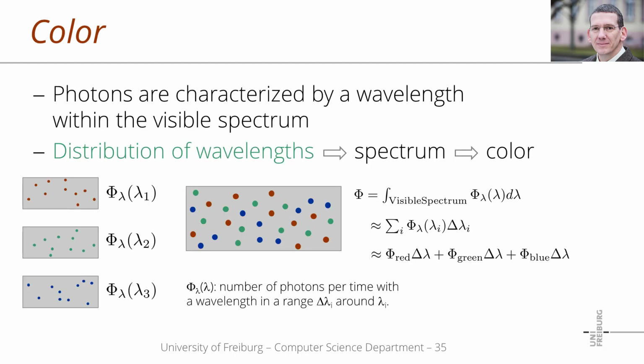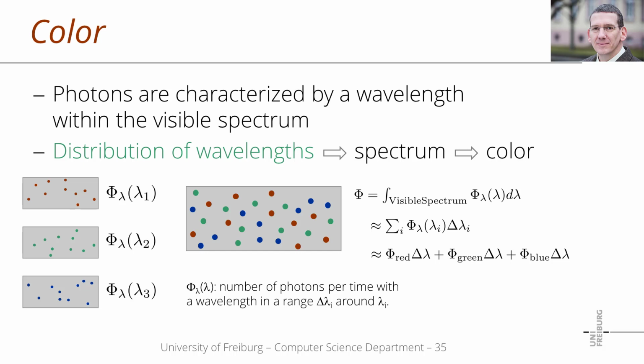Photons are characterized by a wavelength within the visible spectrum. This basically means that photons have a color. Here in this simplified illustration, we assume that photons can have three different colors. There can be red, corresponding to a wavelength of lambda 1. There can be green, corresponding to lambda 2. Or there can be blue with a wavelength of lambda 3.